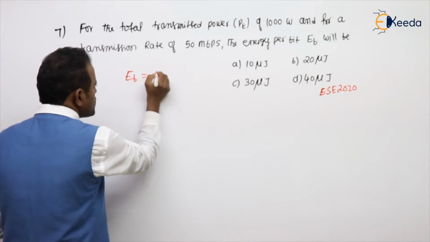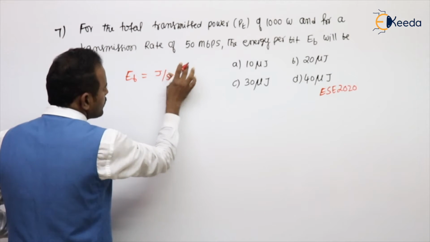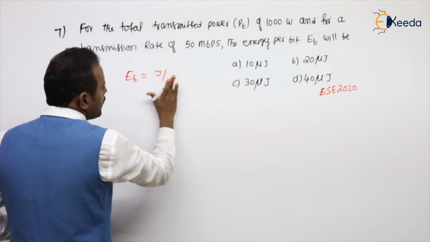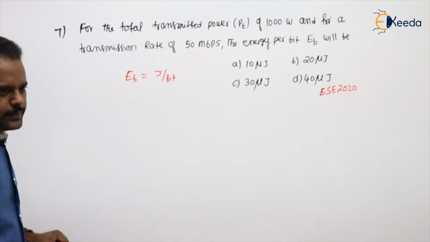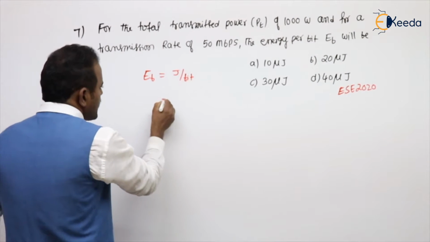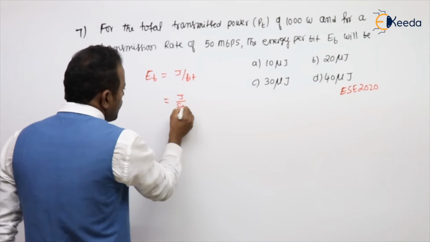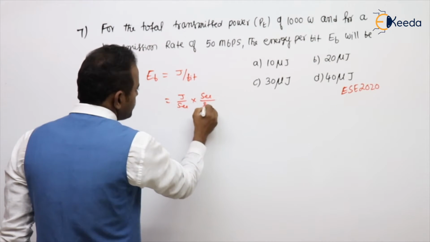per bit EB means the units are joule per bit. Joule per bit, energy per bit. Energy units are joule per bit. Can I write this as joule per second into second per bit?